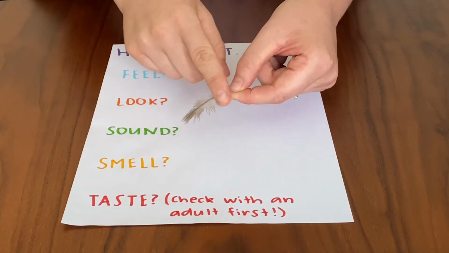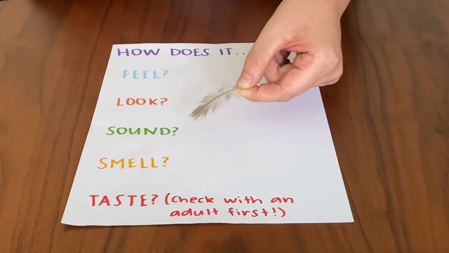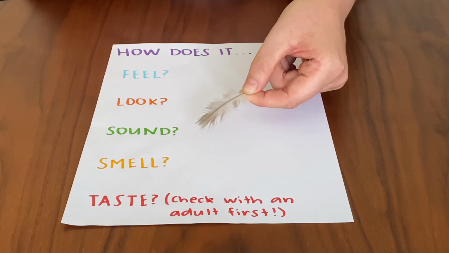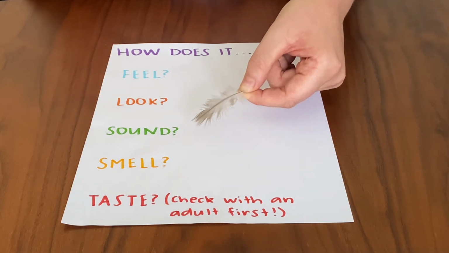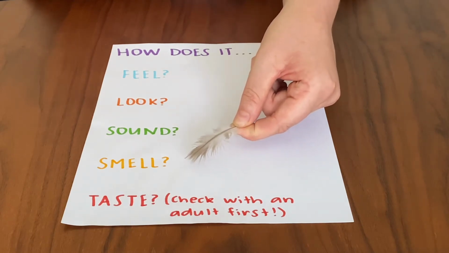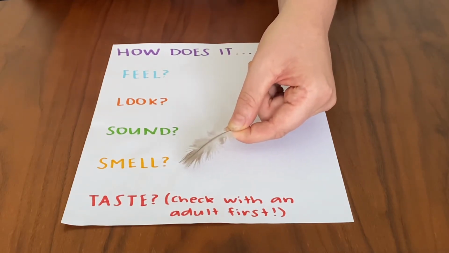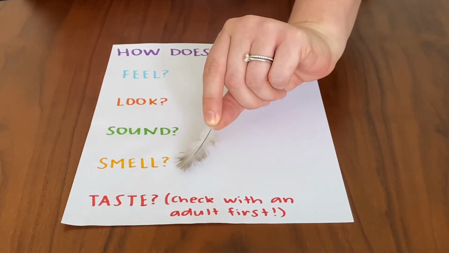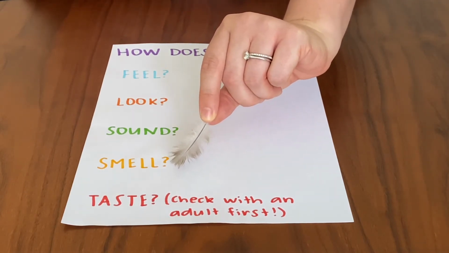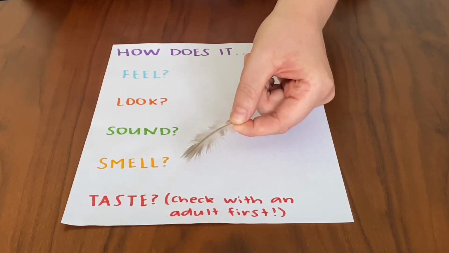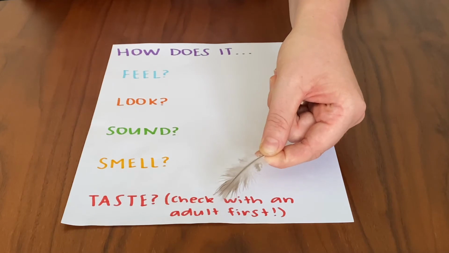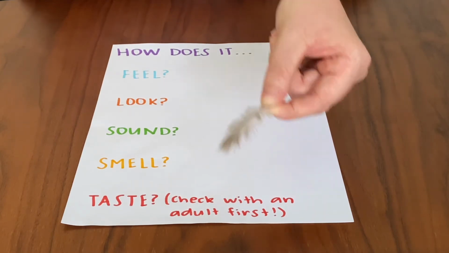By itself, this feather does not make any sounds, but children, depending on their age, may recognise that feathers come from a bird and start talking about bird sounds, which is perfectly okay. How does this feather smell? Children of all ages will be very keen to get things up and around their nose to see how they smell, so encourage that and encourage them to describe what they smell. And taste. It's not particularly hygienic to taste a feather, so we might move on to the next item.